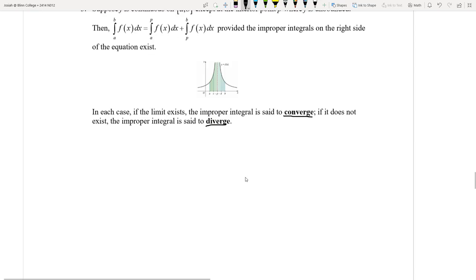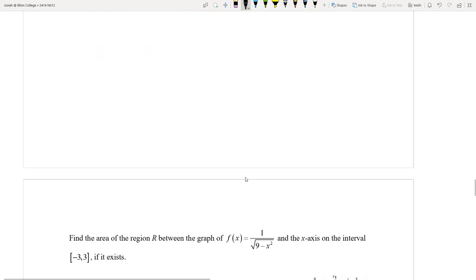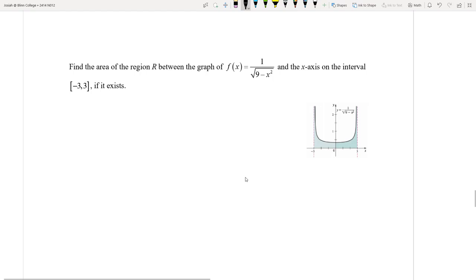So that's the strategy. And we'll take a look at what happens when we have this sort of issue. Find the area of the region between the graph of, and we have this graph here, and the x-axis on -3 to 3 if it exists. We do also have that caveat that these things might not actually exist, and we'll have to be careful. So we'll try to figure this out here. Luckily, we look here and see that this function is even.